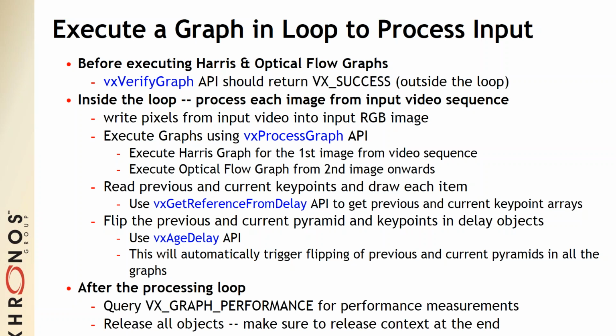And once you're done with processing your application, at the end of the graph, there is an attribute of a graph that you can query to see the performance in terms of how much time it took for running each of these graphs, in terms of what's the max time, what is the average. You can also query this attribute after running process graph every time, so that you can keep printing how much time it took for every call. Once you're done, you just release all the objects using vxRelease functions at the end.